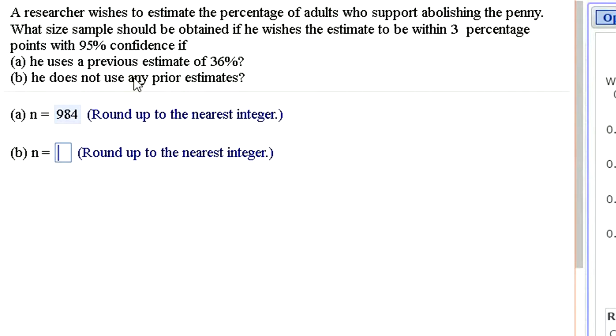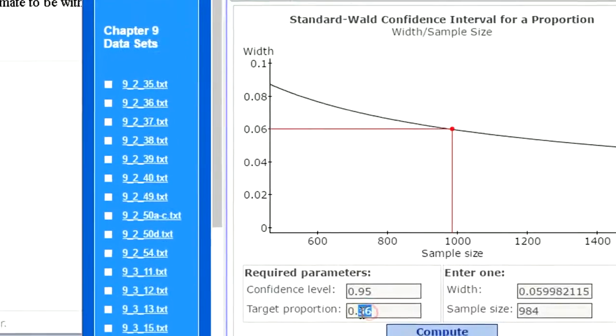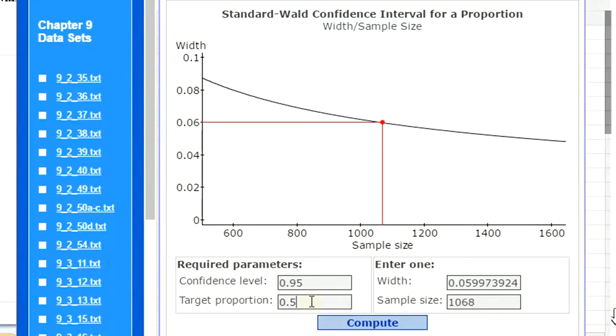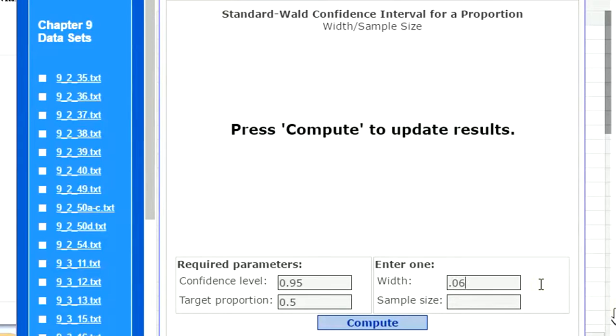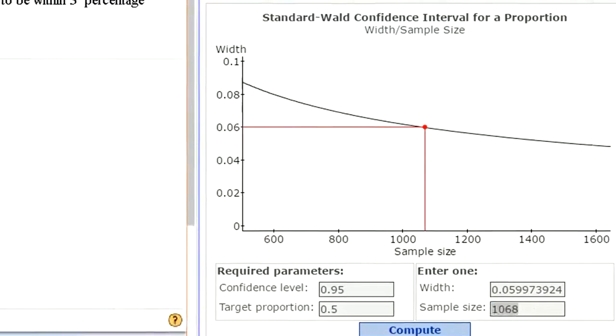Now, what if we do not use a prior estimate? For proportion confidence intervals, if we have no prior estimate, we use the target proportion of 0.5. This is the widest the confidence interval can be. So again, I'm going to just put in 0.06 for my width, and it rounds it off in order to make the sample size a whole number. It goes up to the next biggest whole number, 1068.